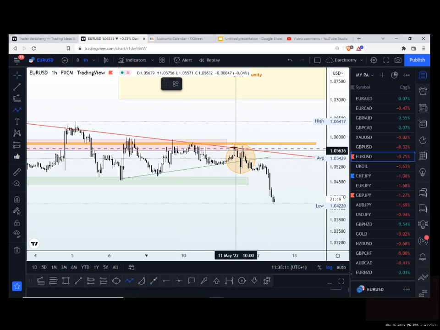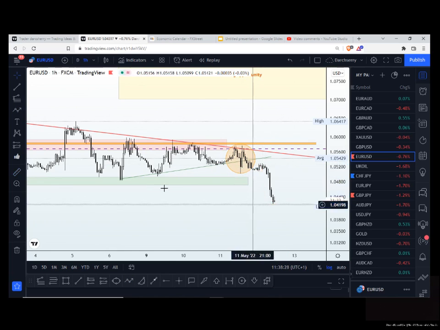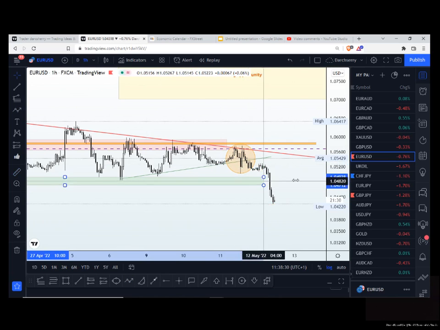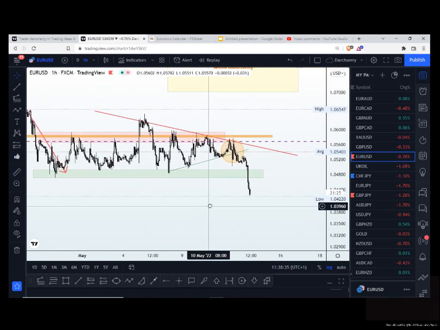Fortunately, for those who took this trade, we had the breakdown, we had the retest of that level, then it would have been appropriate to take the trade right at 1.0520 or 1.0525, that area, and you'd probably be in around 100 pips of profit now. However, there's still another chance to take advantage of this trade.